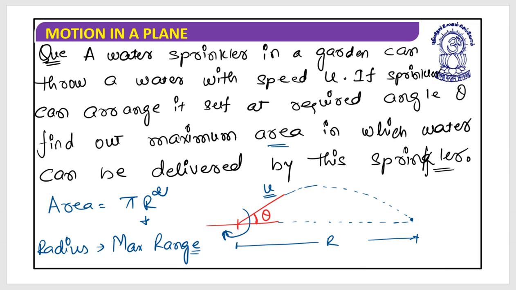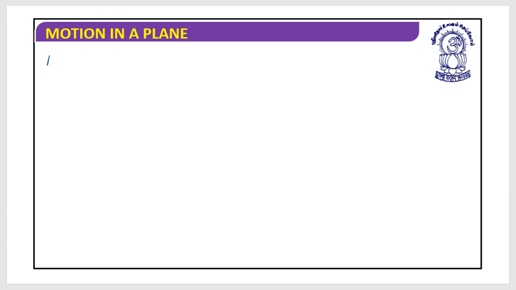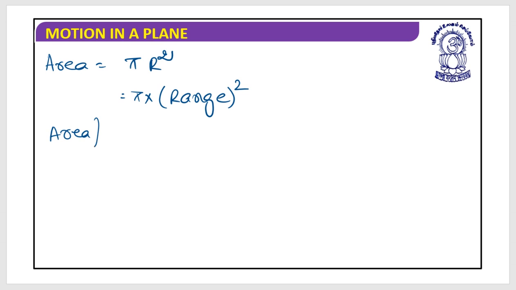So this area is equal to pi r square, which is pi multiplied by range square. Now one more thing: I require that my area should be maximum. That means pi multiplied by range whole square, this range should be a maximum.